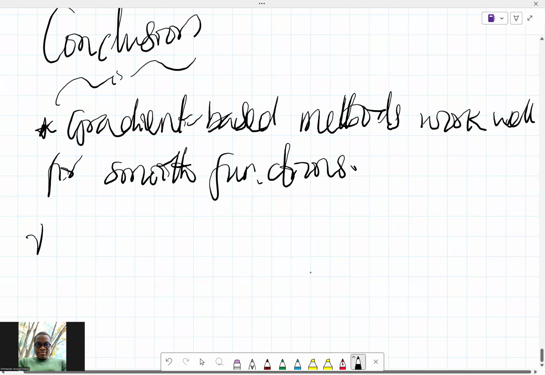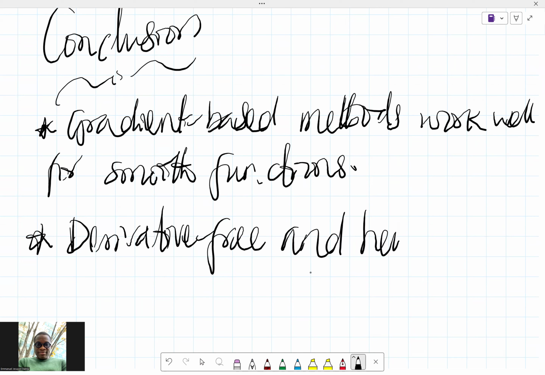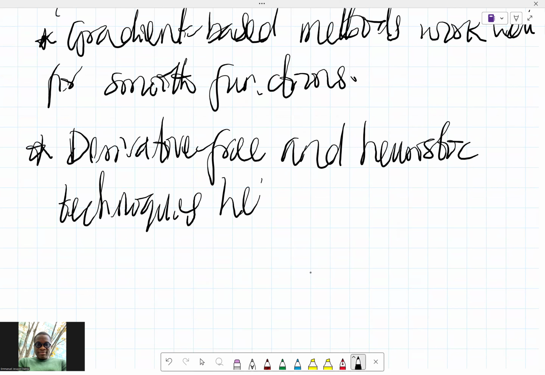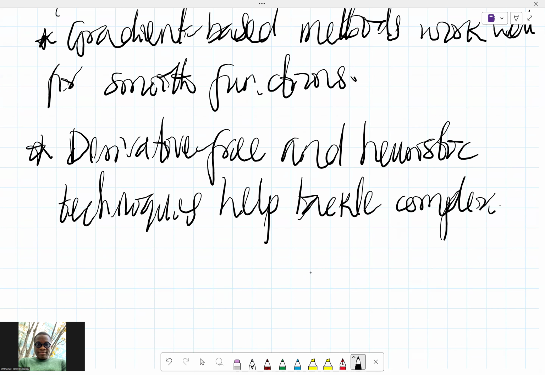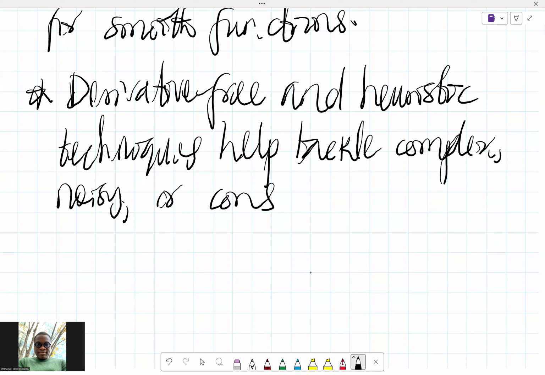And another point is that derivative-free and heuristic techniques help tackle complex, noisy, or constrained problems. Okay.